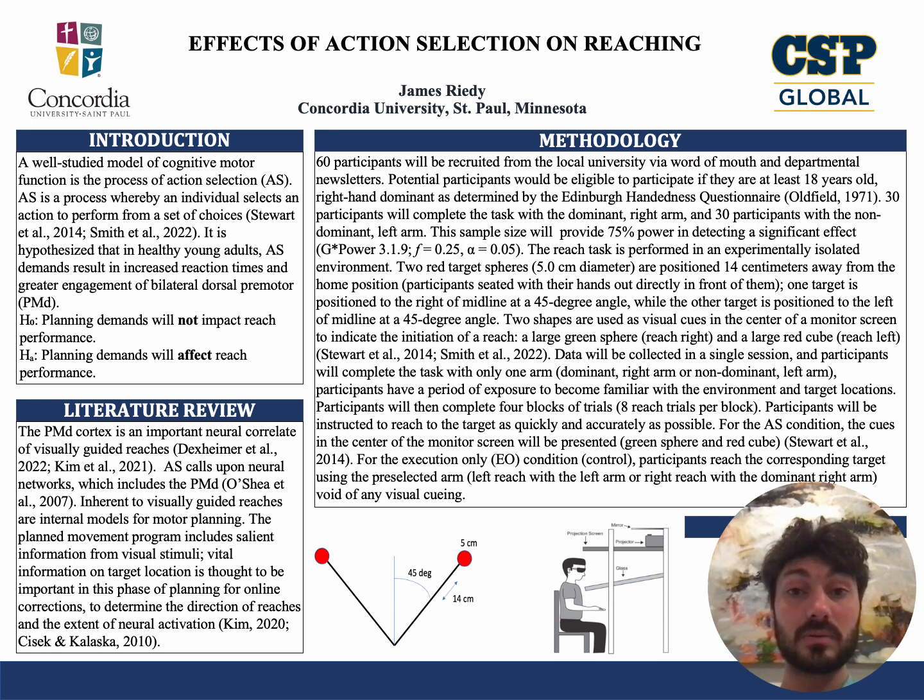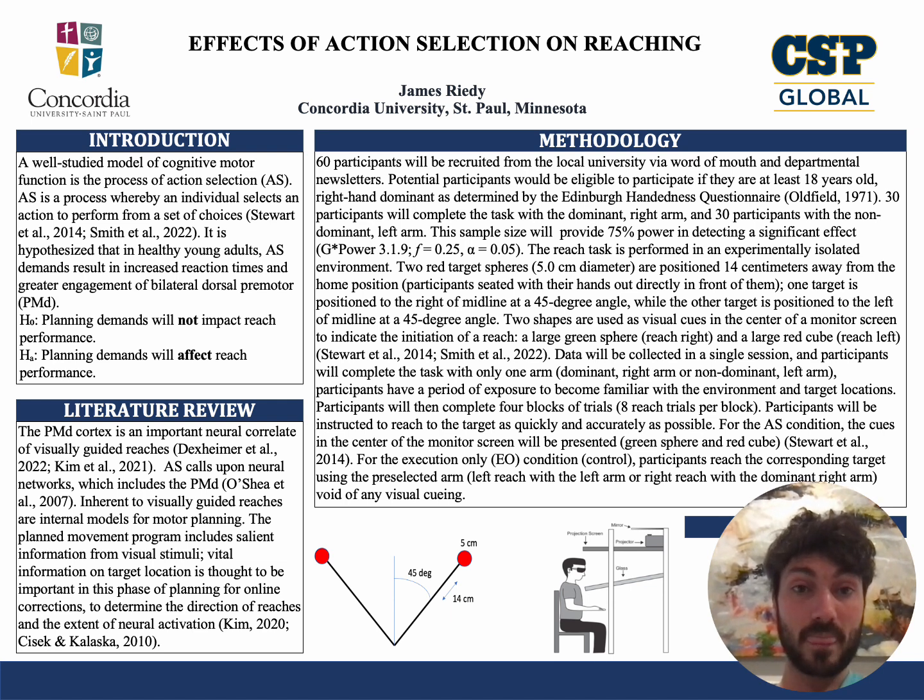A 45-degree angle reaching right, 45-degree angle reaching left, so we can keep it isolated and similar. Visual cues are just for the action selection group, not for the execution only group. For the action selection group, there are two shapes to provide visual cueing. On a monitor, flashed up on a screen, a large green sphere is a reach to the right, and a large red cube, reach to the left.